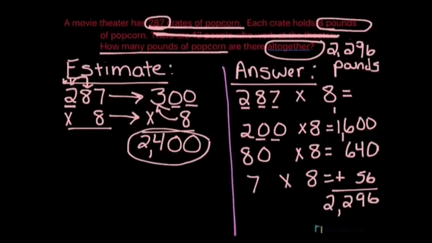Now my estimate was 2,400, and 2,296 is pretty close to my estimate. So I know that my answer is reasonable. I'm going to circle it so that I know which one is the answer.